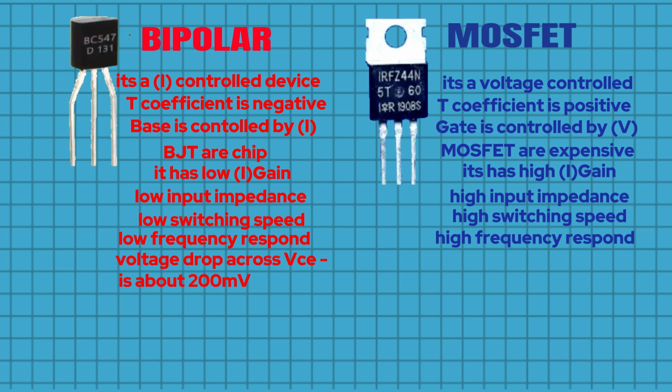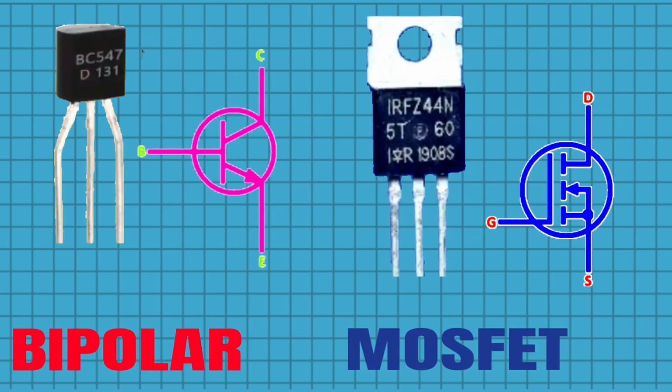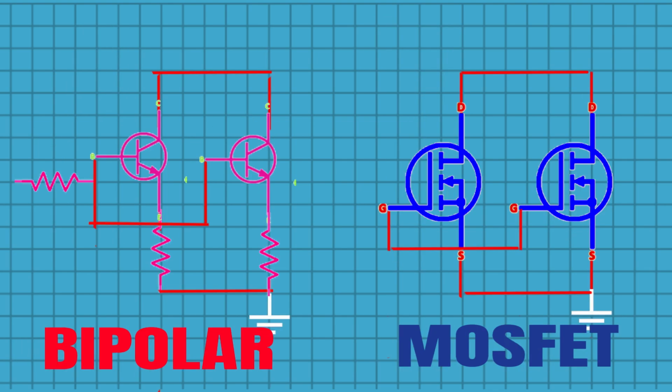The bipolar voltage drop across VCE is about 200 mV, while the MOSFET voltage drop across VDS is about 20 mV. The bipolar base requires 0.7 volts, while the MOSFET gate requires 2 volts. The bipolar is used for low power applications, while the MOSFET is used for high current applications. So I consider MOSFETs better in my case because I love the strength they possess. But all of them have their strengths and weaknesses.